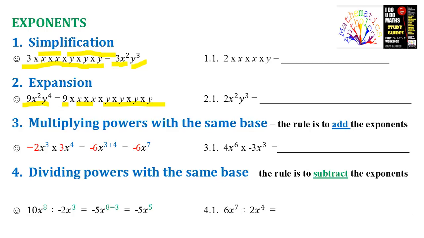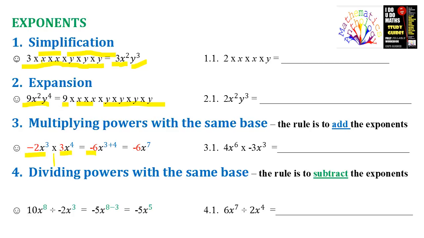If we're looking at multiplying powers with the same base, the rule, remember, is to add the exponents. So as long as the base is the same, we can add the exponents. So here we have negative 2x cubed times 3x to the power 4. Now our coefficients are negative 2 and positive 3. So negative 2 times positive 3 will give me negative 6.